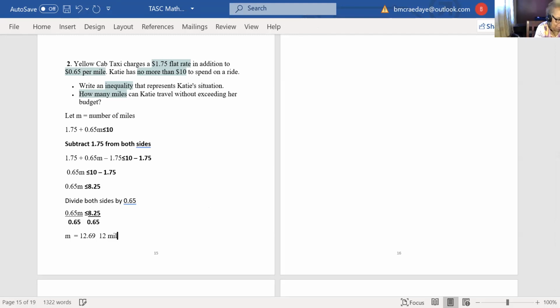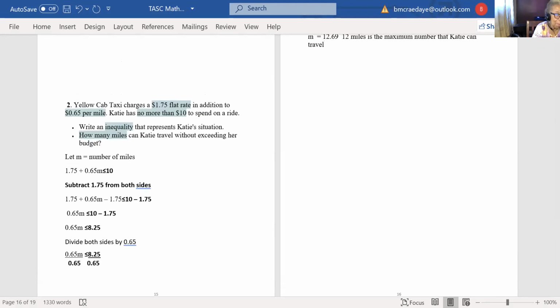12 miles is the maximum number that Katie can travel in the cab. That's the maximum amount because she can't go to 13, right? In this case, you don't round up, because if you round up, you're going to be over the $10. But she has to be what? Less than or equal to the 10. So it should be 12 miles. You got it? Okay, very good.